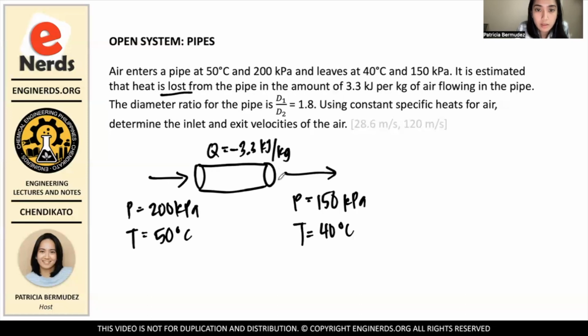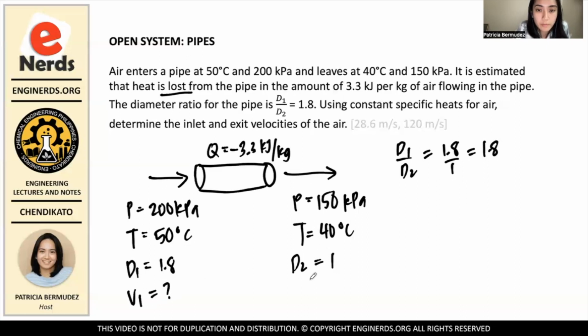Okay. And then there is a ratio. Let's say D1 is equivalent to 1.8. And then D2 is equal to 1. That's why when you put D1 over D2, it is 1.8 over 1, which is 1.8. Okay. And then we have to find V1 here and then V2 here. They're both unknown. So this one is P1 and this one is T1. And then here's P2 and then T2.